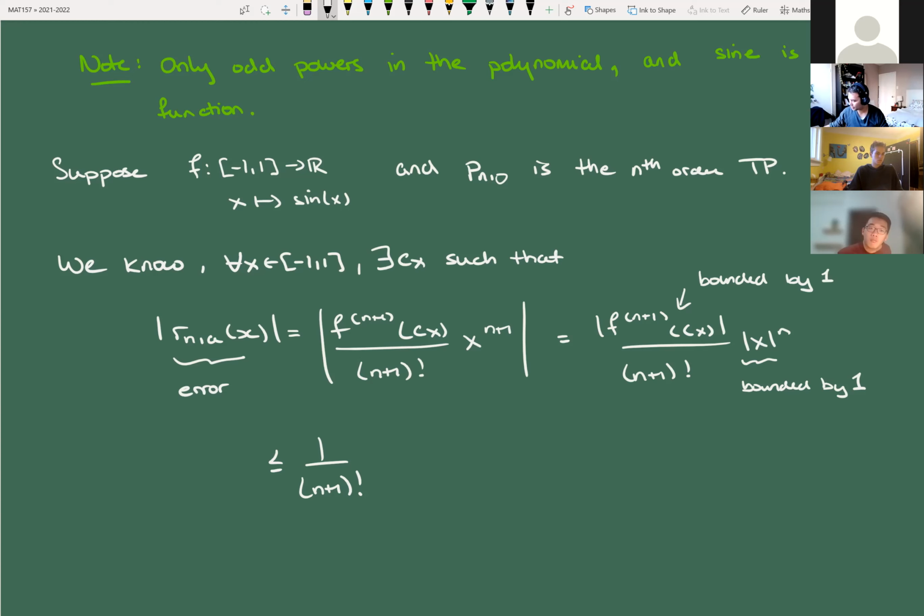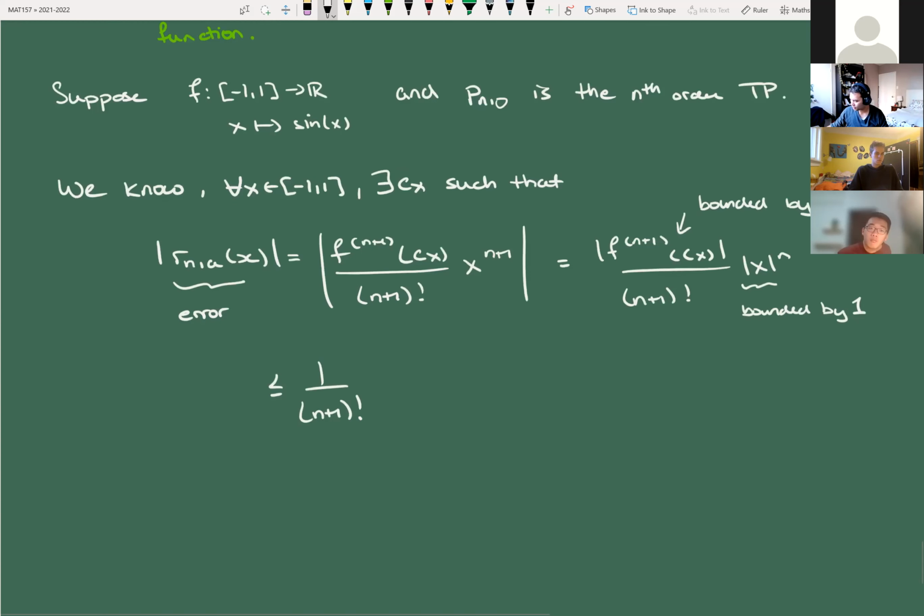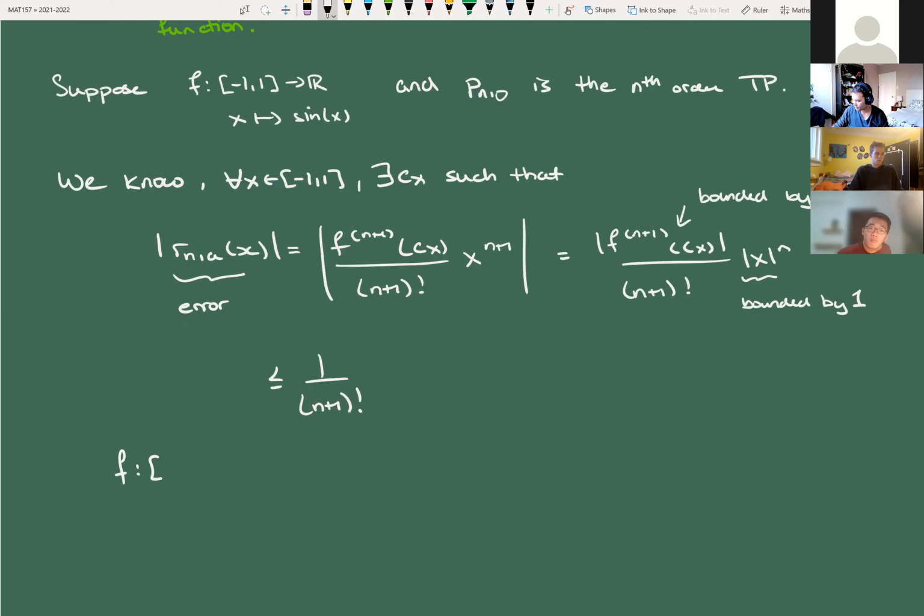The only change you would make there is you would bound, so if you did f from negative pi to pi to R, x maps to sine x, the only difference now is you'd get R_n(x) is less than or equal to pi to the n over (n plus 1) factorial. And you might be like, oh, wait a second, pi to the n probably goes pretty quick too. Yes, but n factorial grows faster, right? So you would just need to find an n big enough that this was less than 10 to the negative 8 or whatever.